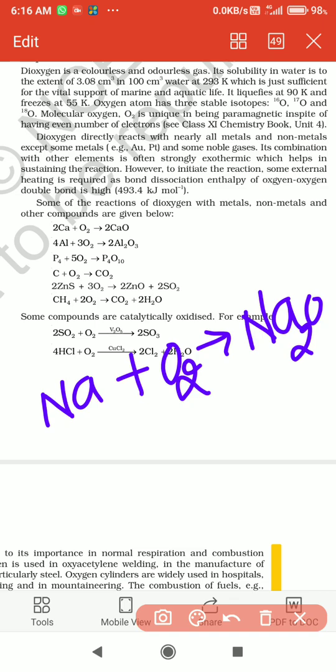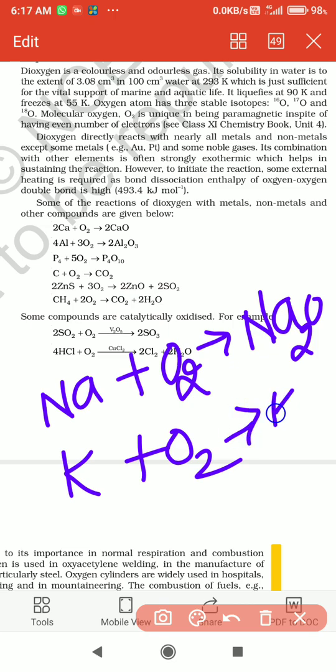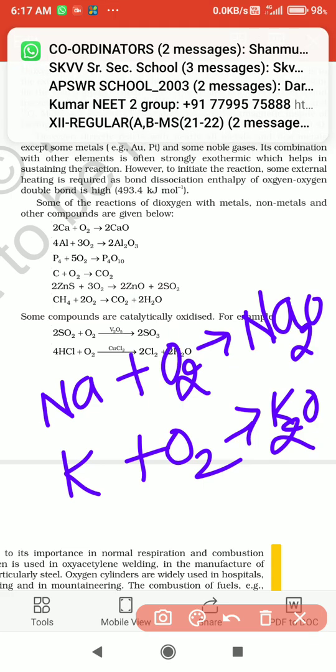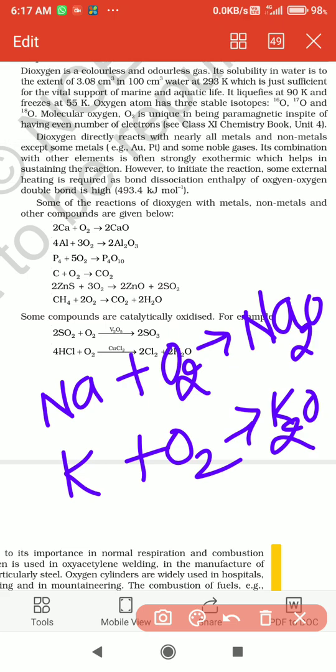Due to highly reactive metals, heat energy is released. This is called an exothermic reaction, like sodium metal and potassium metal. These highly reactive metals, when they react with oxygen, produce a large amount of heat energy. So this process is called an exothermic reaction or exothermic process.